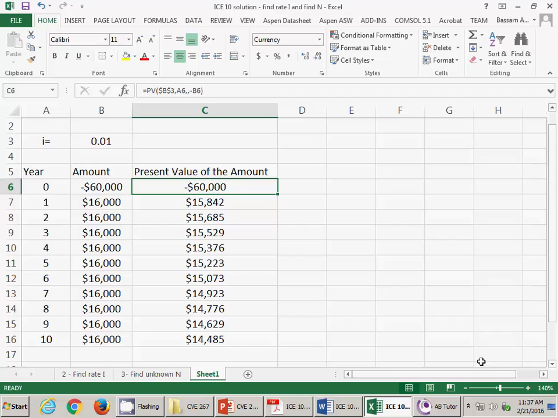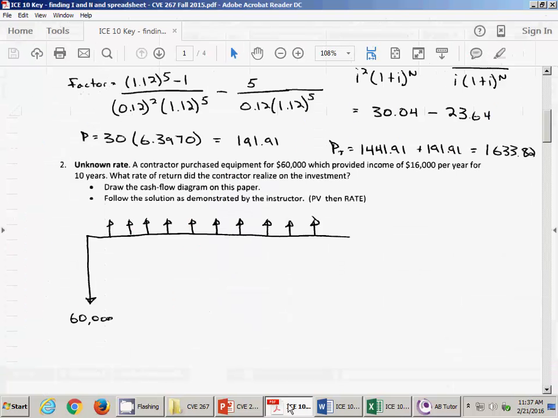Okay, so now we need to find out what interest rate is going to make this all balance. Here's the key to the whole problem, so you need to listen to this part very carefully. We're solving for the interest rate that makes the outflow and the inflow equal each other. So we have a payment in year 0 and then revenue in years 1 through 10. What interest rate makes everything balance out?